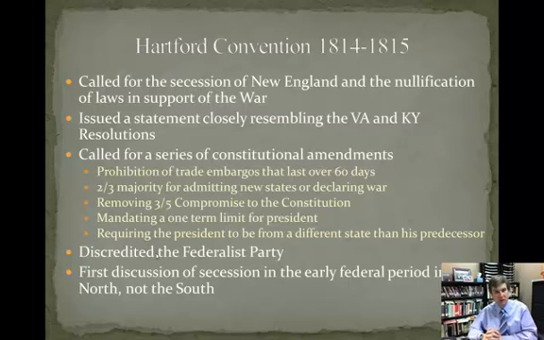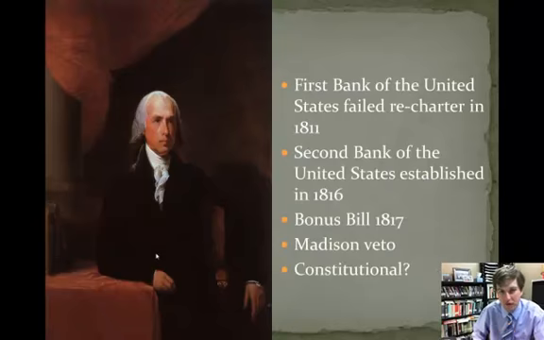But this really discredited the Federalist Party because by the time these resolutions are introduced, the war is essentially over, and the Federalist Party is going to fall apart because of this. Now, it's important to note, though, that the first discussion of secession in the early federal period was in the North, not the South. So it's ironic that just 50 years later, Northerners are calling Southerners traitors, committing treason, when the North advocated the same thing 50 years before.